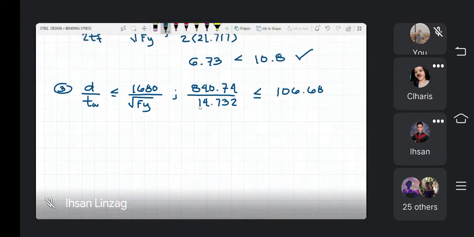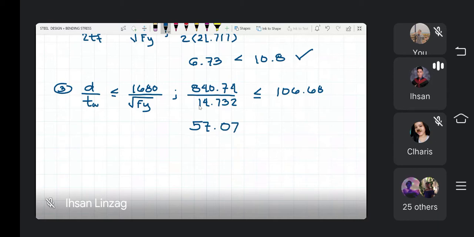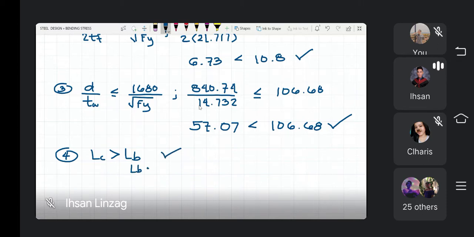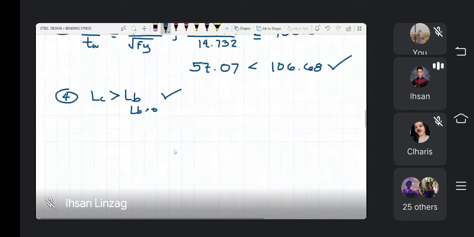So what is 840.74 over 14.732? 57.07, sir. So that is less than 106.68. So compact. So yung condition for natin, ang sabi niya, ang LC is less than or greater than LB, which is greater than LB lang din naman yan kasi LB natin is equals to 0. Kaya hindi na natin i-compute si LC using the value of L1 at L2, whichever give the smaller value there, that is the LC. So compact na siya since fully lateral support. So compact yung ating section.